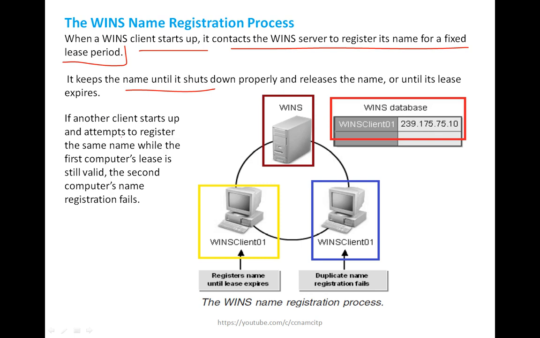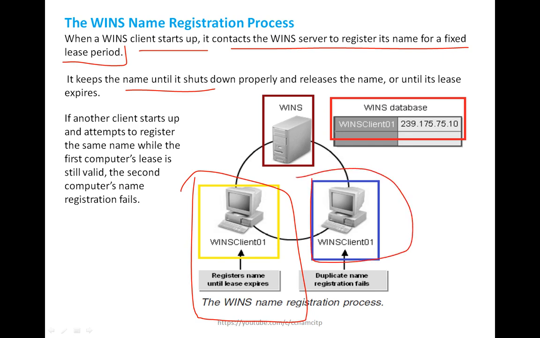If another client starts up and attempts to register with the same name, what will happen here? Registration we are talking about. For example, this is one PC, and it got registered. Now by mistake, I made one more PC here, and it is also trying to register, but the name is very similar. What will happen in that case? The first computer's lease is still valid. The second computer's name registration failed. It will not get that lease.